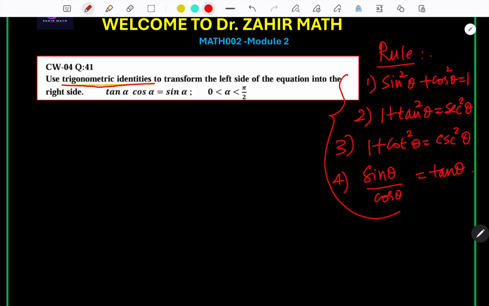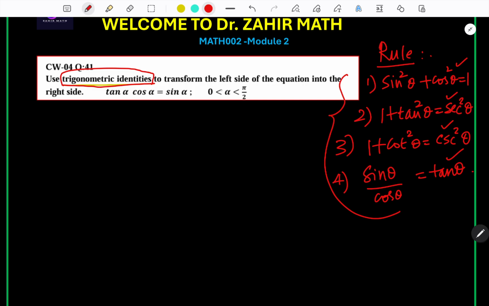Sine square theta plus cosine square theta is equal to 1. 1 plus tan square theta is equal to secant square theta, and 1 plus cot square theta is equal to cosecant square theta, and sine theta divided by cosine theta is equal to tan theta. So this is called trigonometric identities. There are so many, but right now this is enough for you.